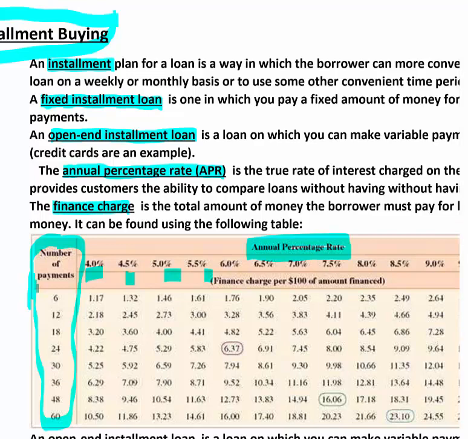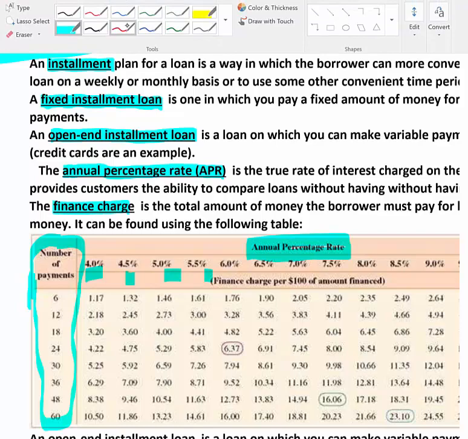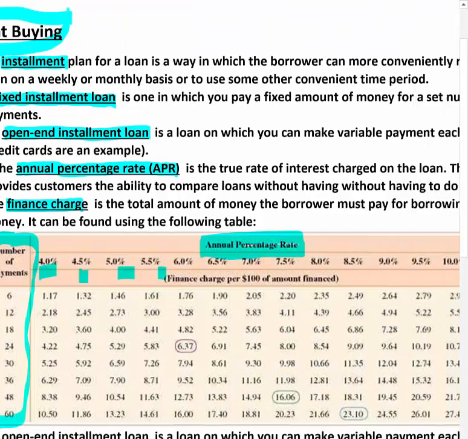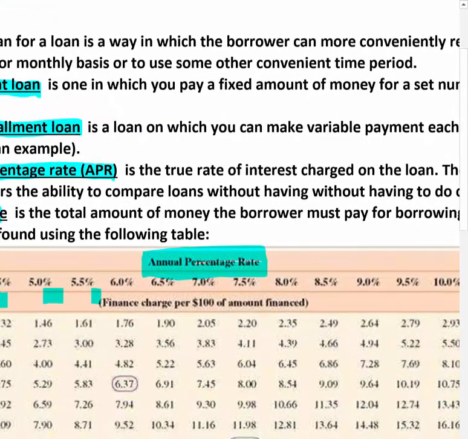Then what else? Oh, finance charge. Let me write down a little formula here real quick. Finance charge: total amount of money the borrower must pay for borrowing the money.